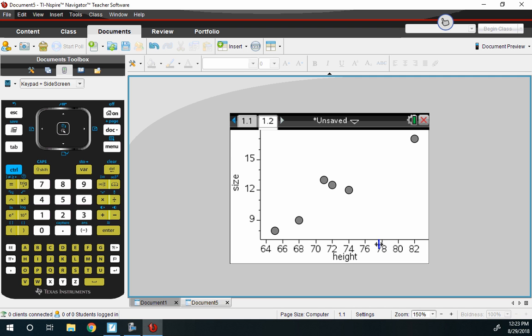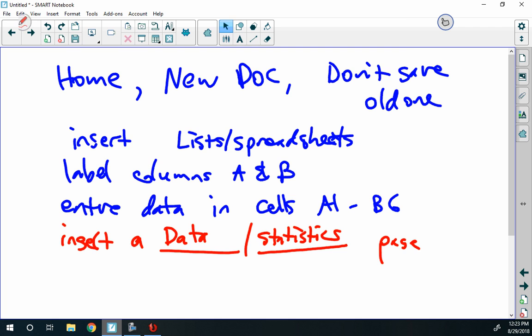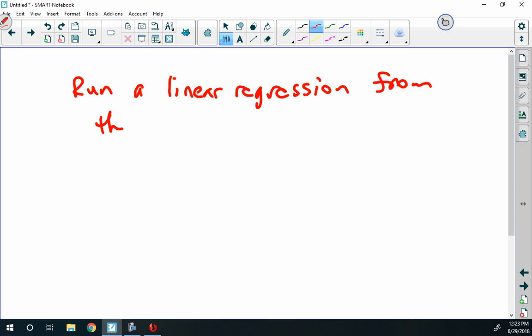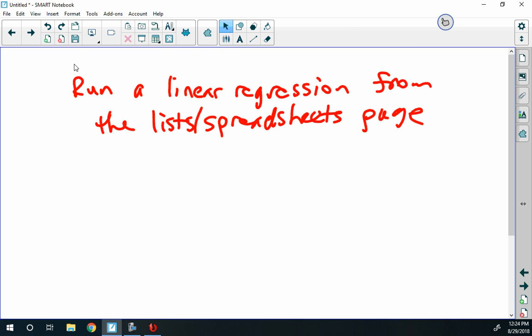Well, we're getting there. What we want to do now is we want to insert, no, we don't want to insert. I'm sorry. We want to run a linear regression from the lists and spreadsheets page. Oh my gosh. We want to run a linear regression from the lists and spreadsheets page.